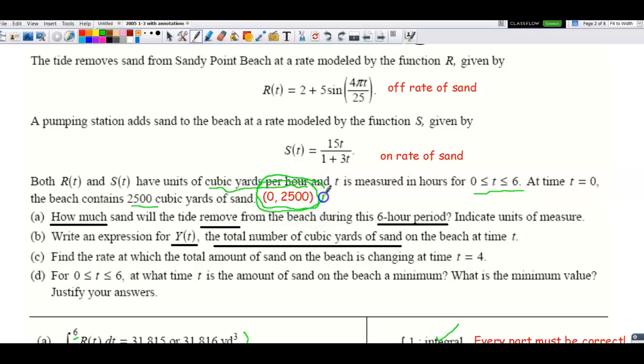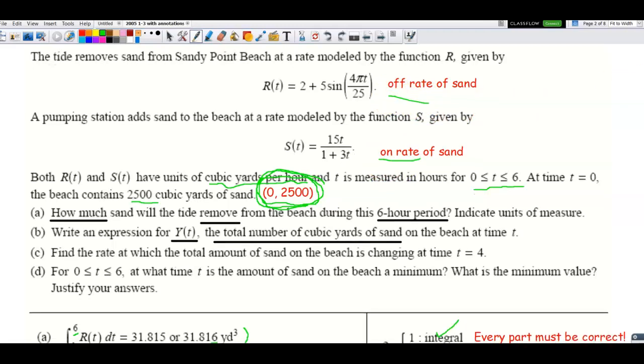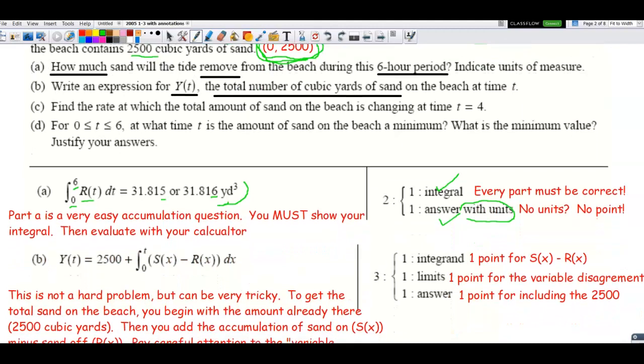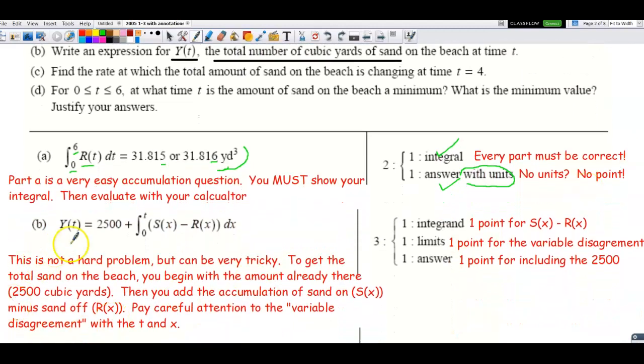Now we want to come back and get that initial condition, because we start with 2,500 cubic yards of sand on the beach, and then we want to accumulate the on rate, and then we want to subtract the off rate, and that will give us the amount of sand at any time t. So my function, y of t, is equal to the initial condition of 2,500. I start accumulating at time 0. I stop accumulating at time t.